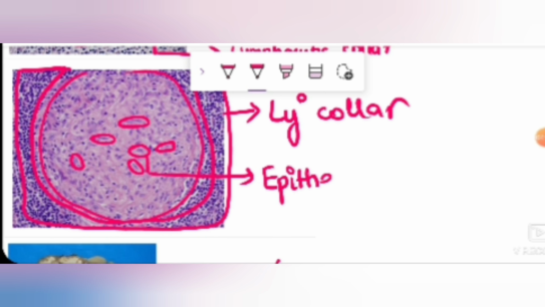I hope it is clear to everyone. So here I'm not seeing a giant cell. So you should be able to pick up a granuloma even without a giant cell. You can see epithelioid cells, surrounded by a lymphocytic collar.